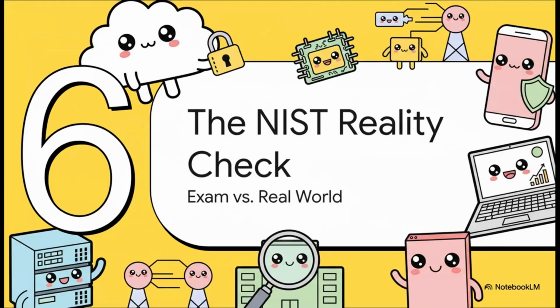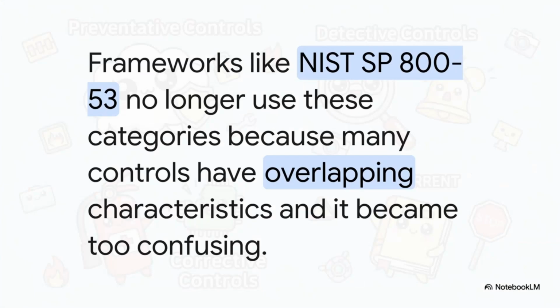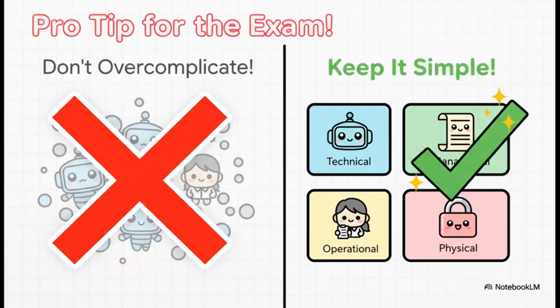Okay, one final, very important note before we wrap up. We need to do a little reality check and talk about how this stuff works on the exam versus how it works in the real world. See, in the real world, you'll be working with big, complex frameworks like NIST SP 800-53. And frankly, they're much more complex and have moved away from classifying controls this strictly because, well, it can get confusing when controls overlap.